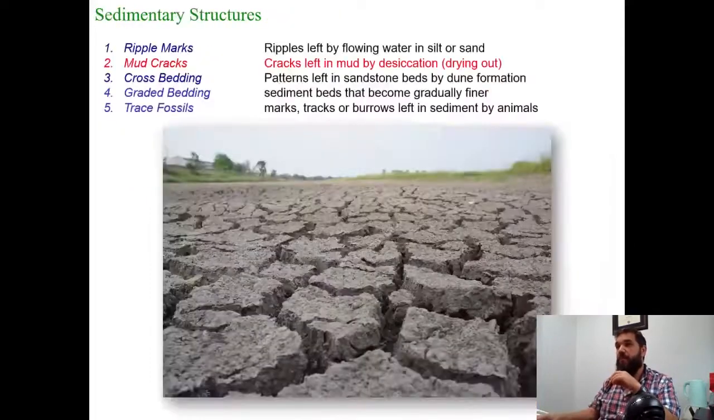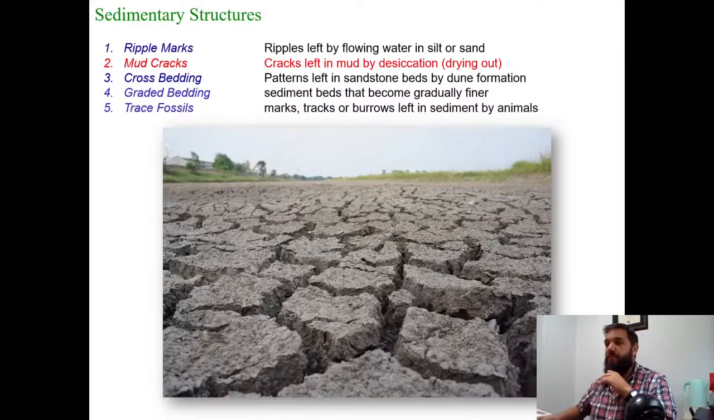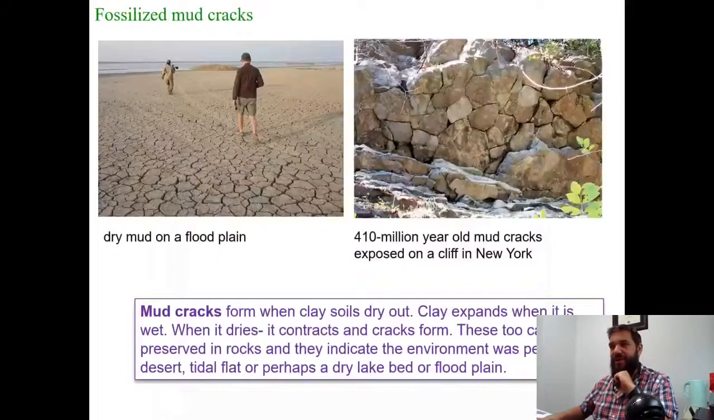Okay. Mud cracks. Boy, we have a lot of mud cracks in Corpus Christi. We have a lot of mud in Corpus Christi, and then when it dries out, it cracks, right? So those are cracks left in mud by drying out, by desiccation. So you've probably seen places here in Corpus that look like this, right? Where you go out, there's a mud flat, and it's dried out, and it's all cracked up like that, right? So that forms and can be preserved in the rocks.